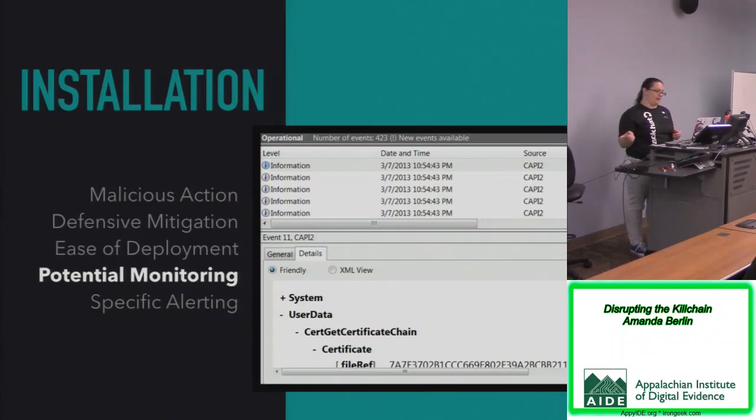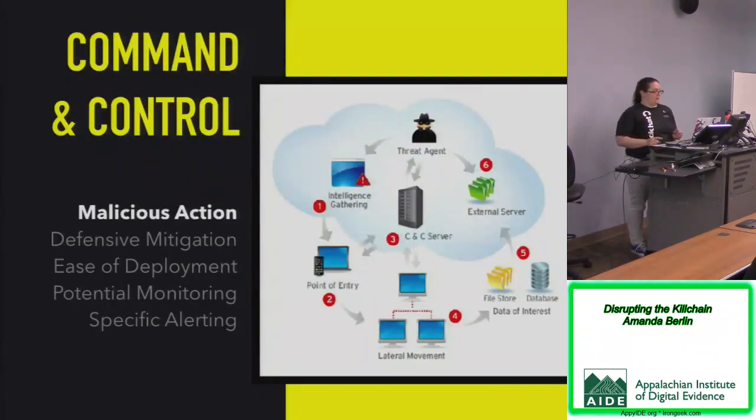What can we do for monitoring and alerting? This is an example of the Windows Crypto API spiking when Cerber started encrypting the files on the file system. And now we're on to command and control. What it does at this point is the ransomware transmits the decryption key to their command and control server on the internet.